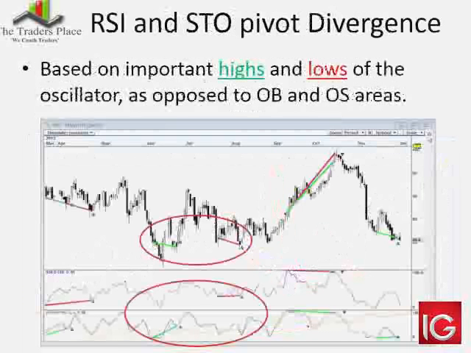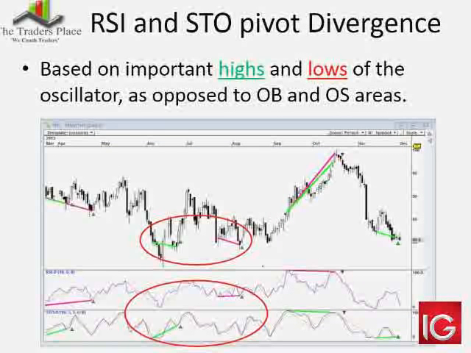Now this is one where it gets a little bit tricky. RSI and stochastic pivot divergence. This is based on important highs and lows of the actual oscillators as opposed to on overbought to oversold areas. The 2 big red circles are the areas we want to look at. We've got the bottom one here, stochastic, giving us the first trade.